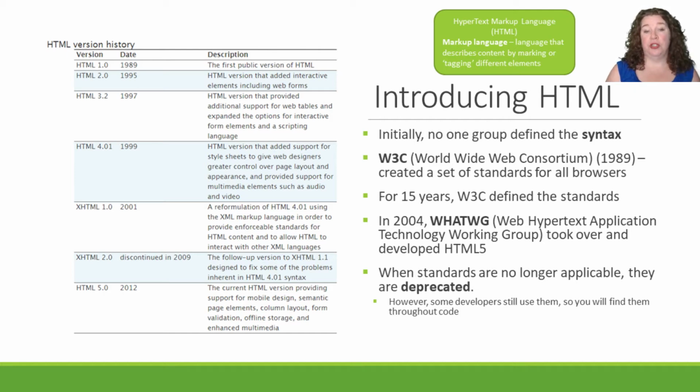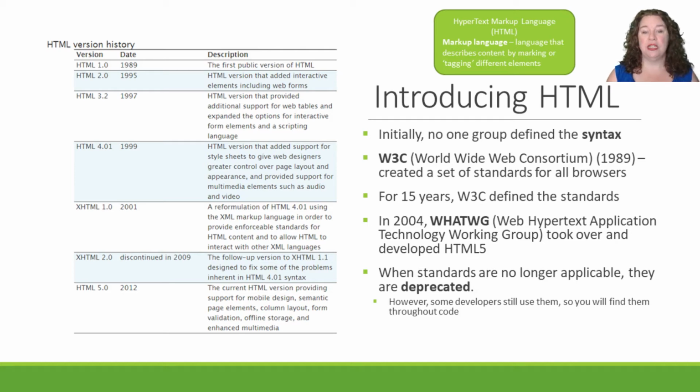The original version of HTML, HTML1, was the first public version of HTML. It was created in 1989 by the W3C, or the World Wide Web Consortium. They created a set of standards that define for the browsers how you can expect a web developer to design a page. So if all the web developers agree that this tag means this, the browsers go, cool, now we can format it correctly and make people happier.